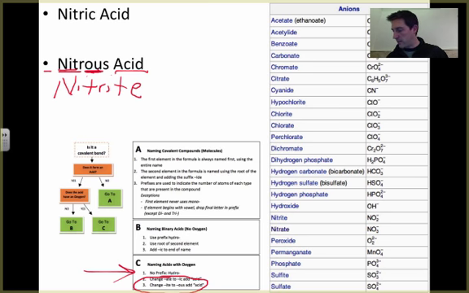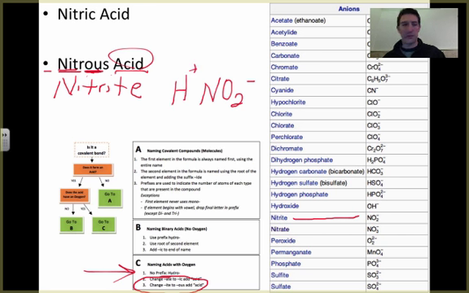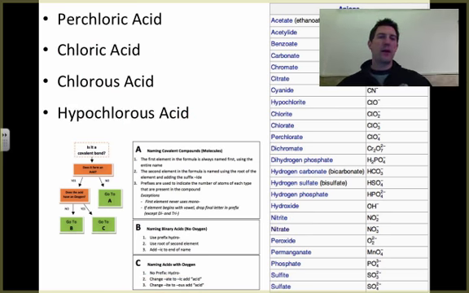I come over here and find nitrite, and I see it right here, NO2 minus. Now we know it's an acid, so it has to have hydrogen at the front, and hydrogen is just a plus. This plus and this minus, they're going to even each other out. I keep showing you that because there are some examples where those will not even each other out, and this is nitrous acid.